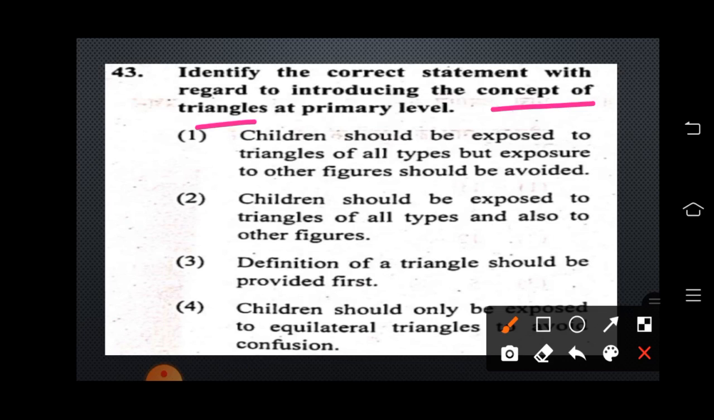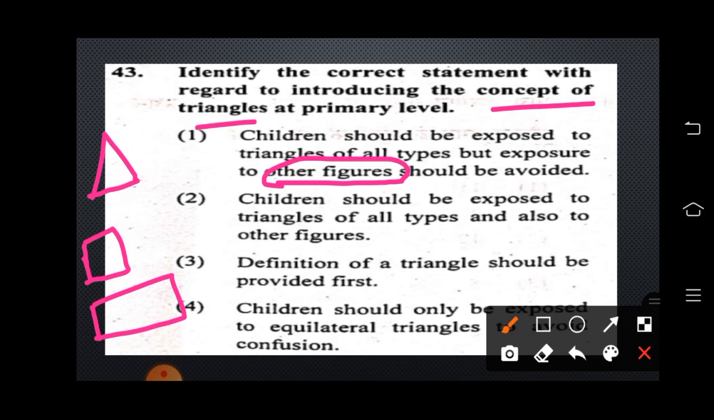Option 1. Children should be exposed to triangles of all types, but exposure to other figures should be avoided. This one is the wrong one. When you are teaching one concept, you have to take the examples of the other one also. If I want to teach children the triangle, before that I will also show the figures of a square and a rectangle, so that the children will compare and learn it soon. So option 1 is the wrong one.